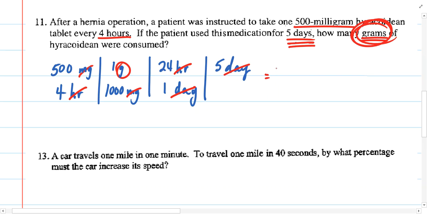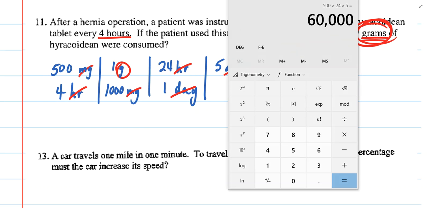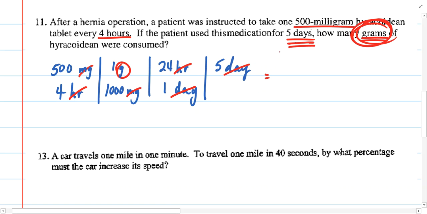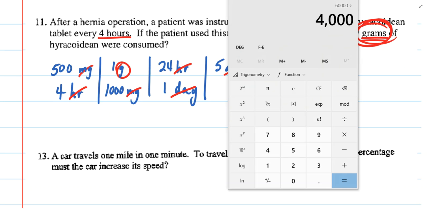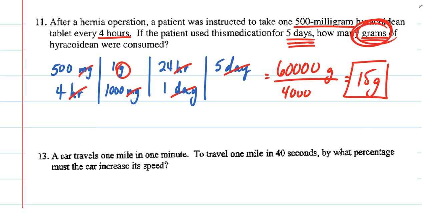And so we can complete the math. 500 times 24 times 5 is 60,000 grams. And across the denominator, 4 times 1,000 is again 4,000, but there is no more units along the bottom here, and that's okay. 60,000 divided by 4,000 is 15. So again, the 15 grams that we saw just a second ago are produced by using just a T-chart.